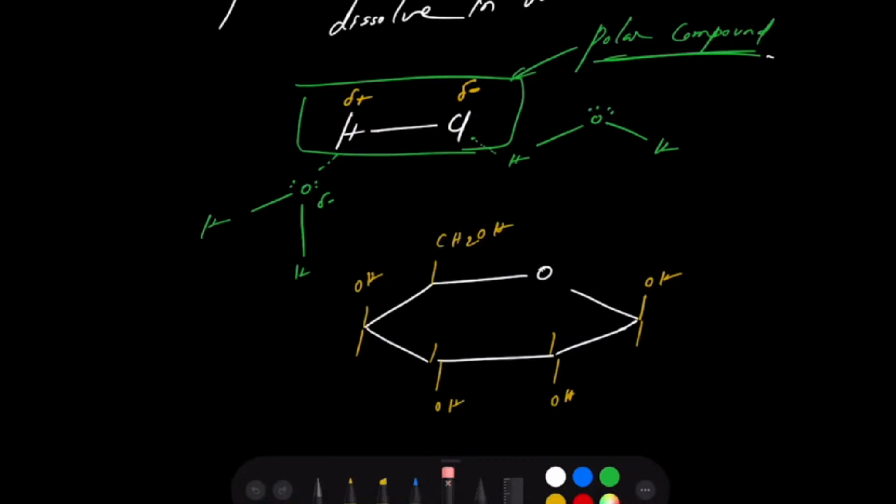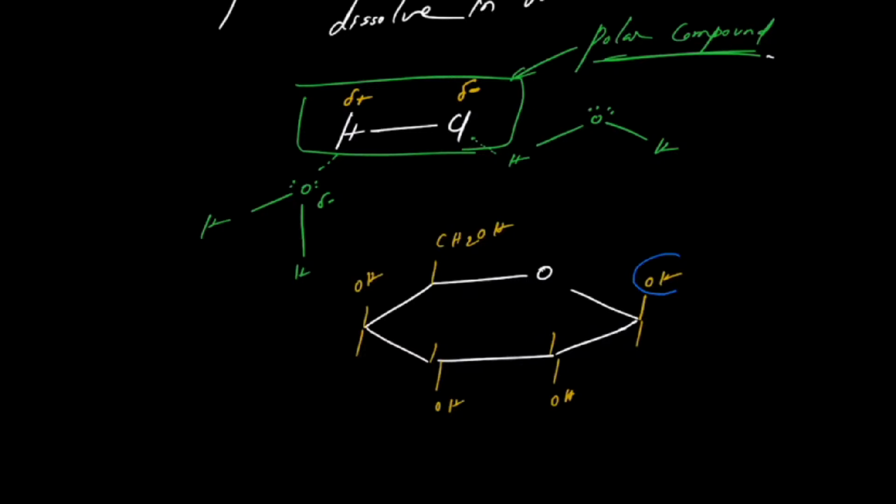You know why? Because they have alcohol groups, so many alcohol groups. This is one alcohol group, two, three, four, five alcohol groups are there. Now whenever hydrogen is attached to oxygen, it forms hydrogen bonds, and water also forms hydrogen bonds, right?